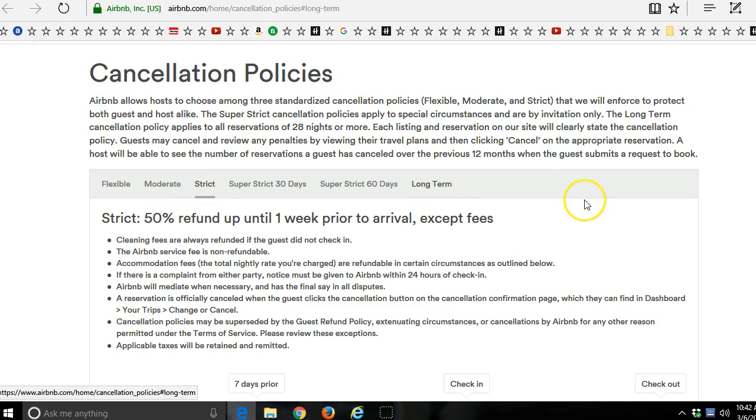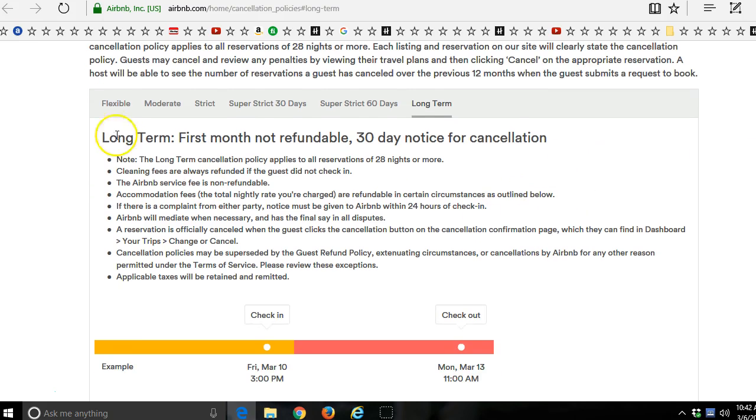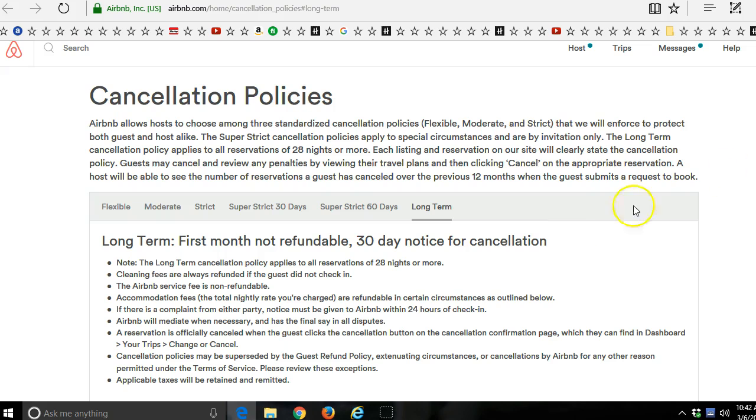The long-term policy is something you're going to need to become aware of if you rent your place for 28 nights or more. Okay, so you're going to want to take a look at the long-term policy if you do that, because it will override any policy that you choose for your listing for any reservation of 28 nights or more. So become familiar with the long-term policy if you're going to be renting long-term.